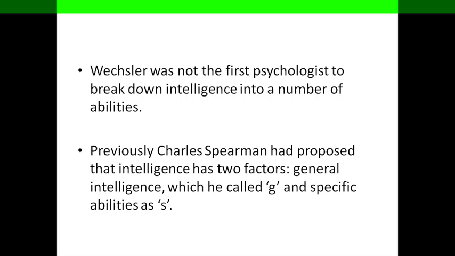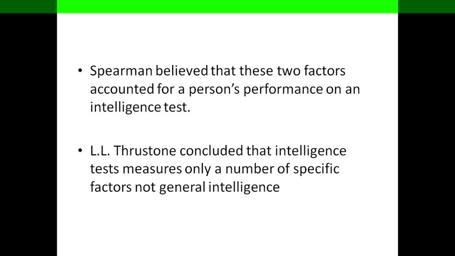Wechsler was not the first psychologist to break down intelligence into a number of abilities. Previously, Charles Spearman had proposed that intelligence has two factors: general intelligence, which he called G, and specific abilities as S. Spearman believed that these two factors accounted for a person's performance on an intelligence test.